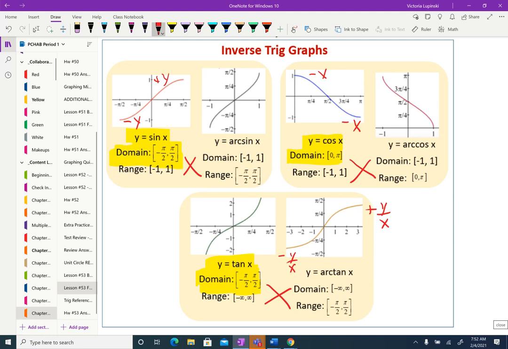And again, the stuff that's highlighted in yellow, those are the rules. Whoever did this lots of years ago decided that those were the domains that we were going to pick for the arc sine, cosine, and tangent. So those are the ones that we're going to stick with. So questions so far?